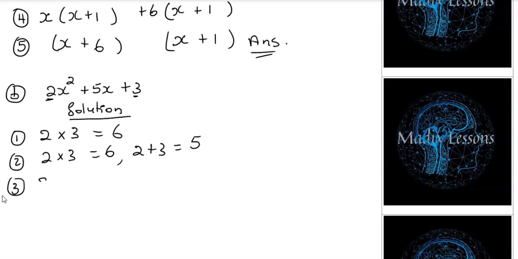Okay, so we have our 2x squared plus 2x plus 3x plus 3. All right, this is where we get the 2x from, and that is where we get the 3x from.